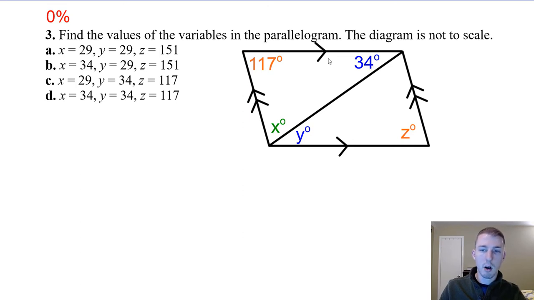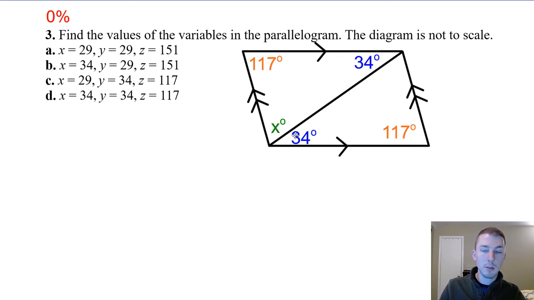So in this case, because they are parallel lines, we know that the blue angles are alternate interior angles, so they have to be congruent. So right off the bat, I know if that's 34 degrees, y has to be 34 as well. Also, we know the opposite angles of a parallelogram are congruent, so this is going to be 117. Then the only thing we have left is x.